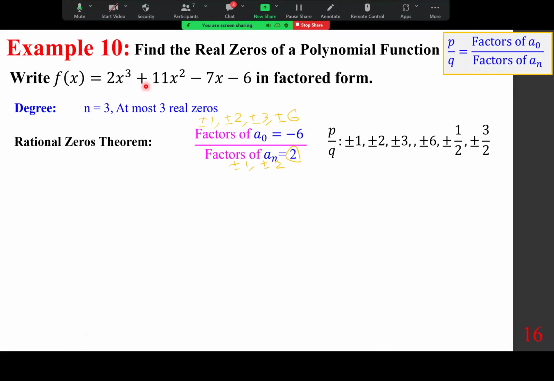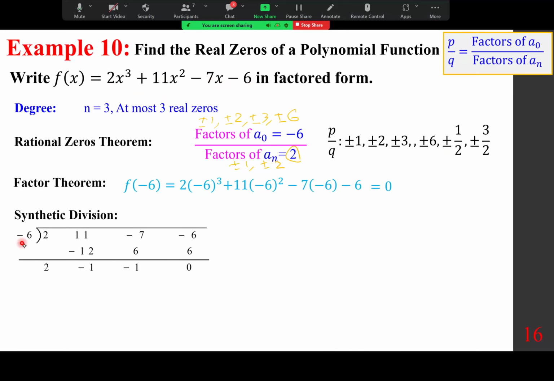For example, plug in 1: 2 and 11 is 13, -7 and -6 becomes 2. It doesn't work. It so happened after you go through that, f of -6 works out, and I'm going to leave it for you to verify that this is 0. Therefore, if -6 is a 0, then this is divisible by x plus 6. Let's divide this by x plus 6 using synthetic division: 2, 11, -7, -6, and put a -6 here.